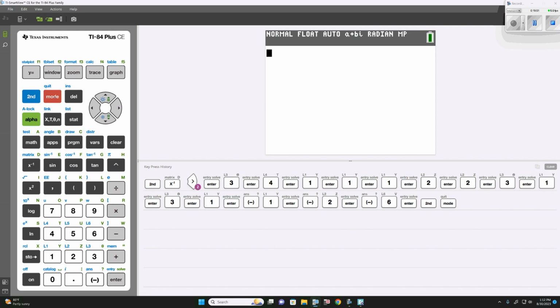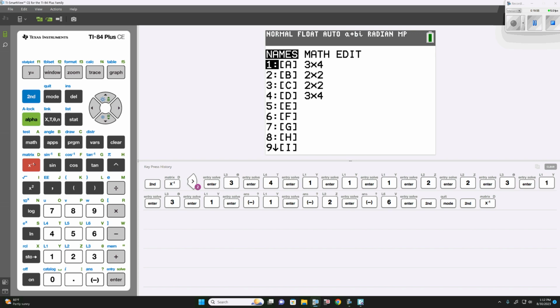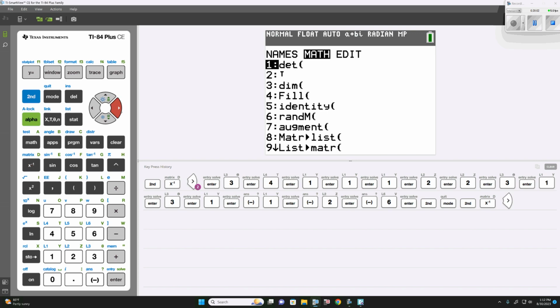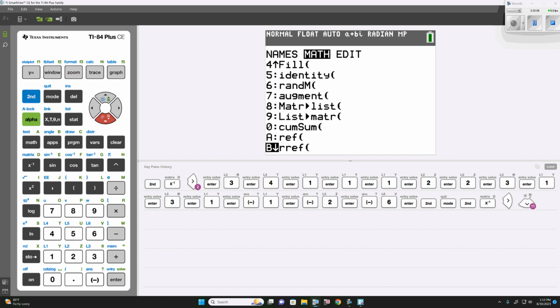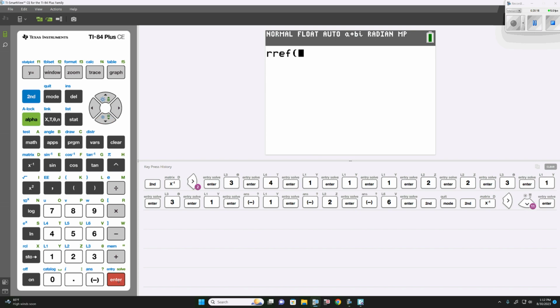Now at this point, what we want to do is go second matrix again. If we pressed A, it would pull up the matrix we just plugged in. But what we want to do is go over to math, scroll down and find RREF. Whenever you find that and have it highlighted, hit enter. So this is the reduced row echelon form.